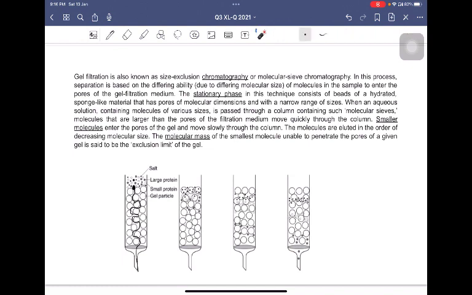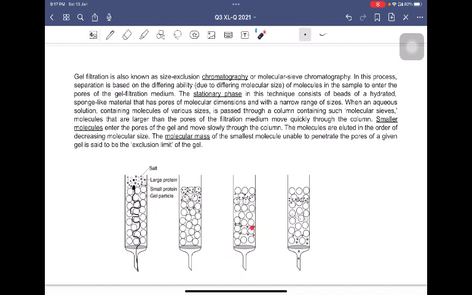But smaller molecules enter the pores of this gel matrix, and they move slowly through the column. Why do they move slowly? Because they can enter inside the pore, and then their flow rate is lesser. So the molecules are eluted in the order of their decreasing molecular size. The smaller the molecule, the longer it remains in the column, so the larger molecule will come out first.